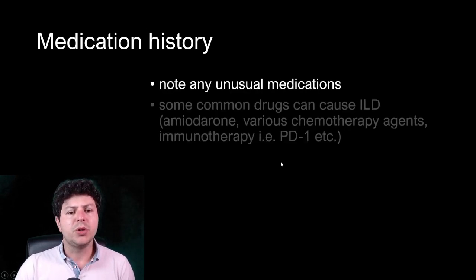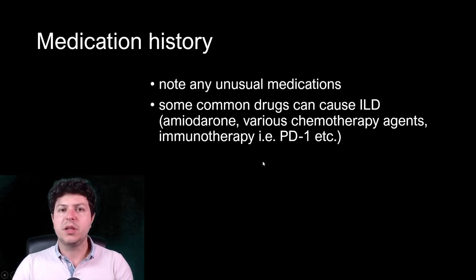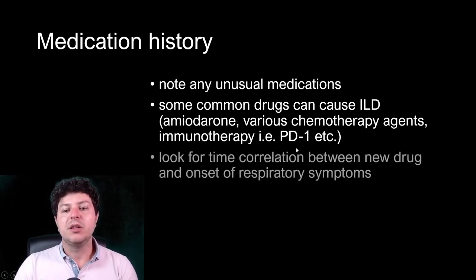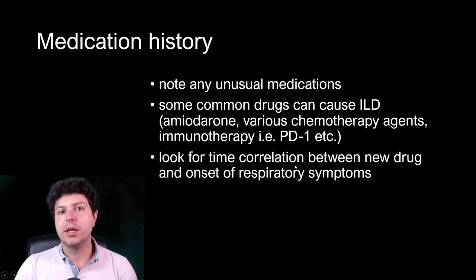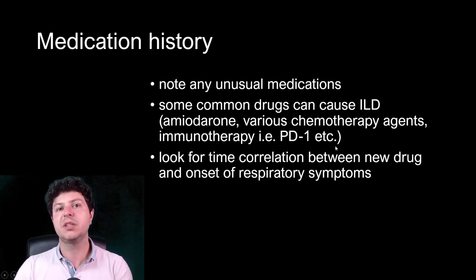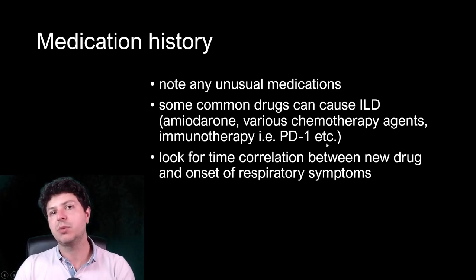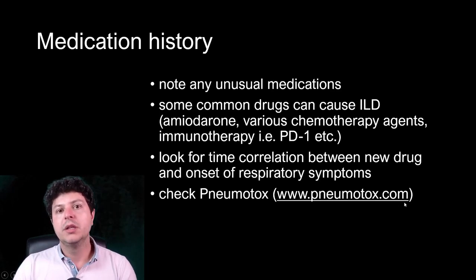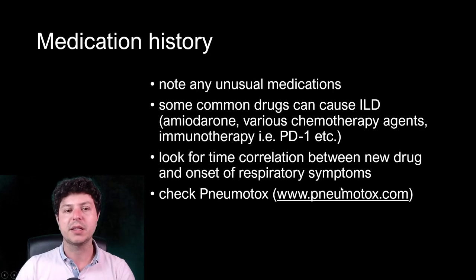Then the medication history, very important. Any unusual medication your patient might be on. Are there any of the common drugs that cause ILD in your patient list or in their medical history? Amiodarone, chemotherapy, things like nivolumab. You might ask about that. You need to look for a time correlation generally when you're thinking about a drug-induced ILD. So there might be some connection between when the patient first started taking the drug and developing respiratory illness. There is this very good website, pneumotox.com. If you go there, you can check if various medications have ever been associated with lung toxicity. It's a very useful website.